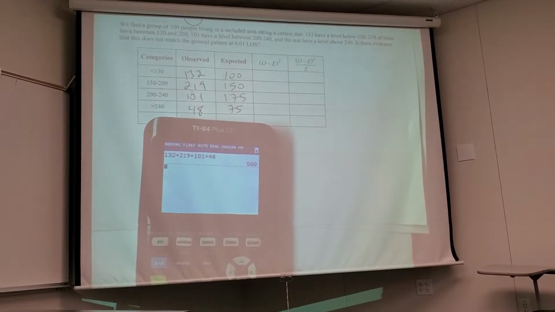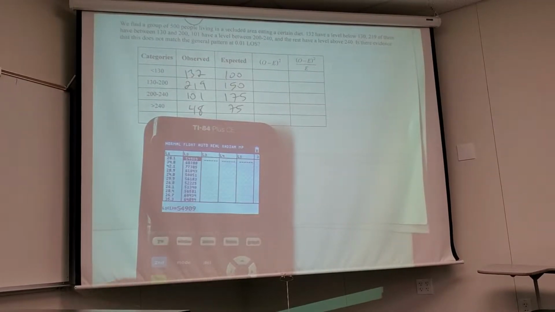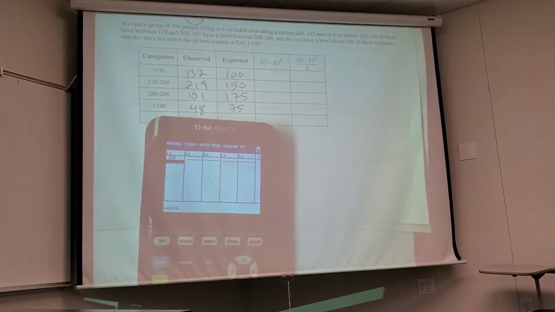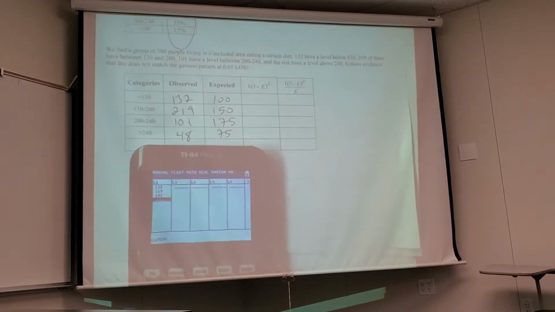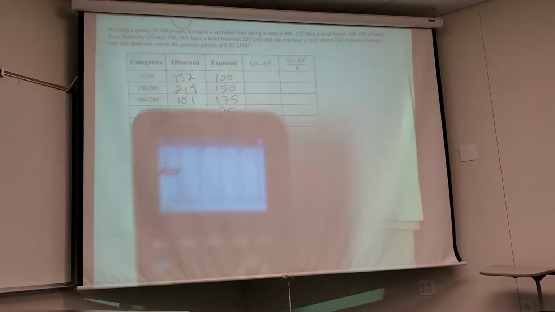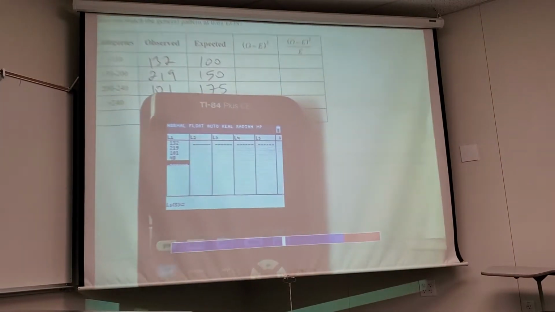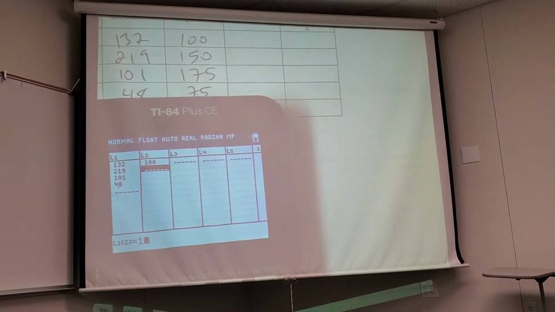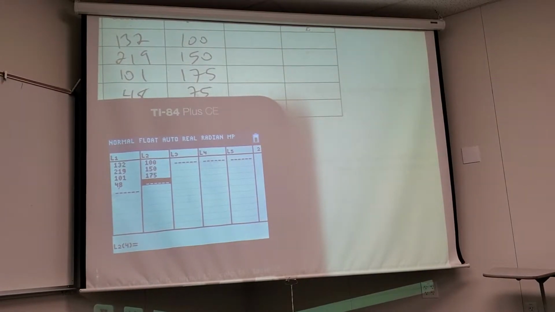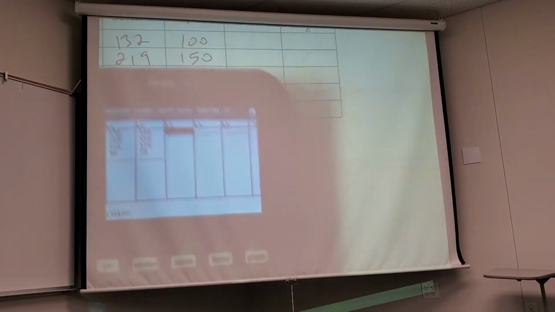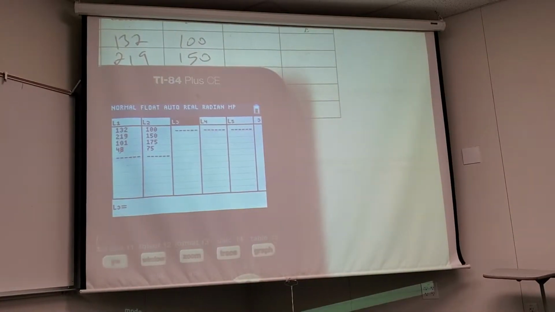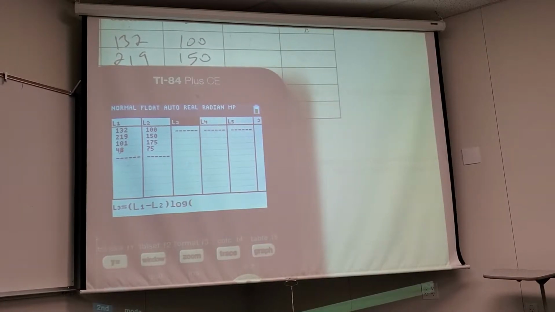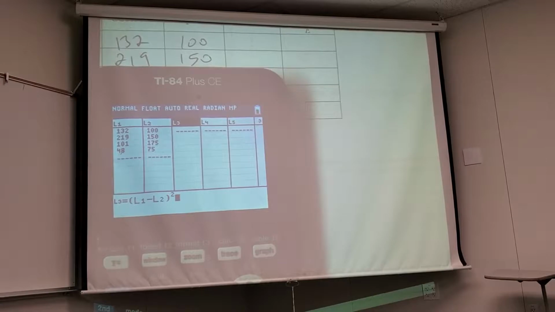Could do this. Two, 15, 8. Boop. 100, 150, 175, 75. Then I want observed minus expected, get out of there, log squared.